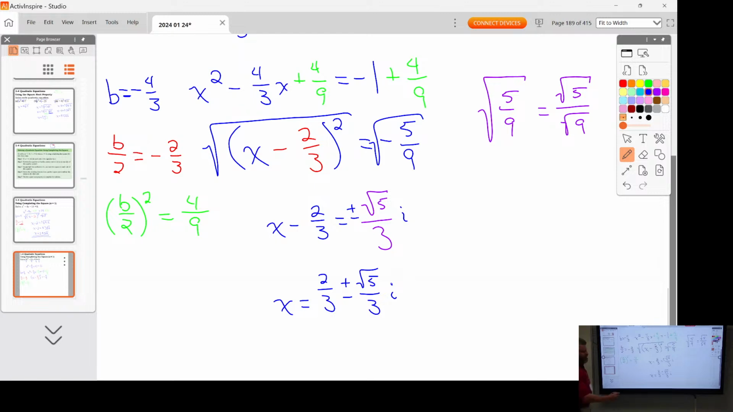Questions or comments or anything on this problem? Ugly answer, but guys, the steps were exactly the same as the previous problem. Okay. No, you do your own homework. Don't be like your brother.